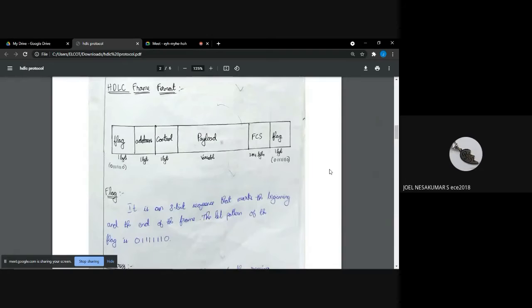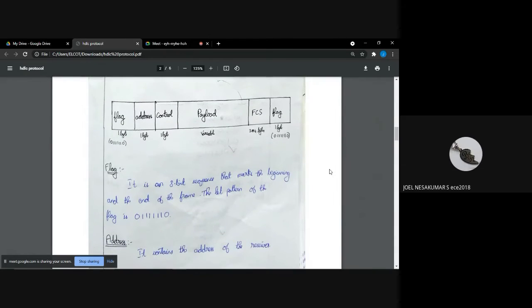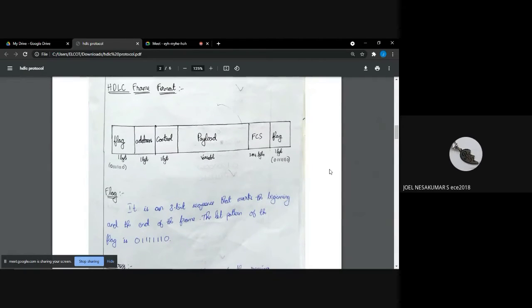Then we see the HDLC frame format. The frame format has six portions. The first portion is a flag. It is an 8-bit sequence that marks the beginning and the end of the frame. You can see the first and last are the same flag. It contains 1 byte, that is 8 bits. In the bit pattern, you can see the first and last bits are 0 and the middle bits are 1. It is the bit pattern for the beginning and ending flags.